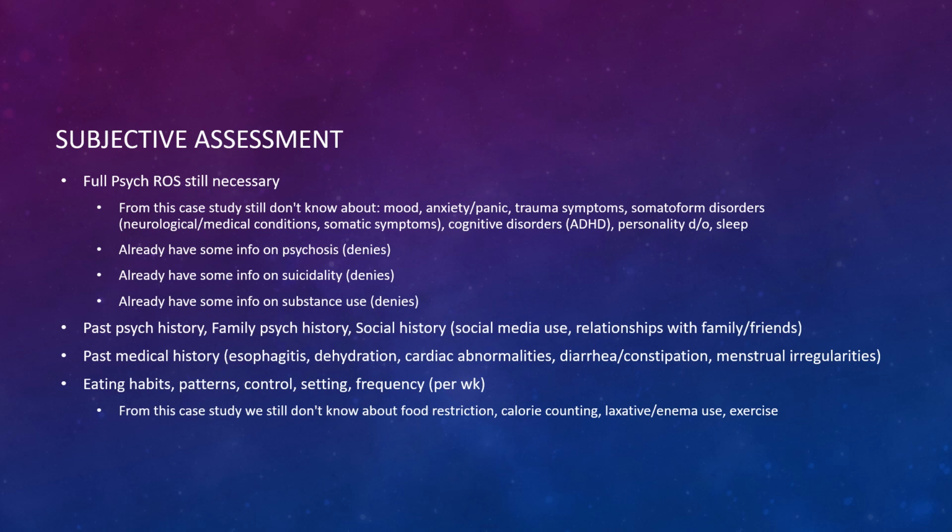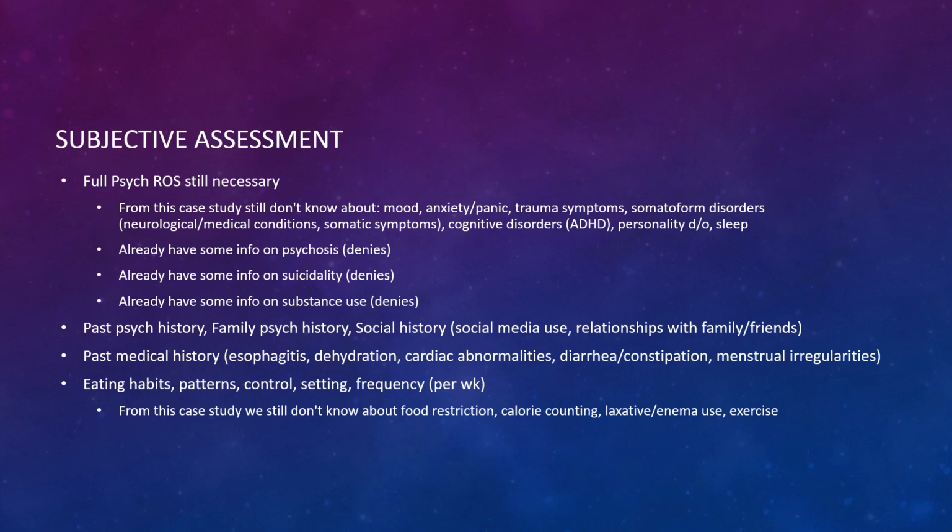We do know from the case information that she denies psychosis, she denies suicidality. It would still be important to assess any past suicidality. And then substance use, she denies at present. Again, important to get pertinent past psychiatric history as well. You really want to find out her family's psychiatric history and her social history. How does she use social media? What is her relationship like with her family, with her friends, her support system?